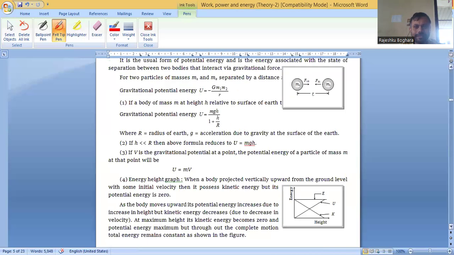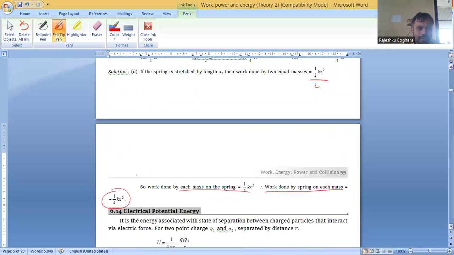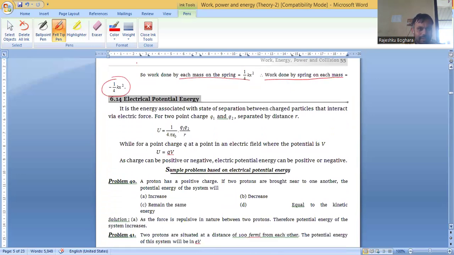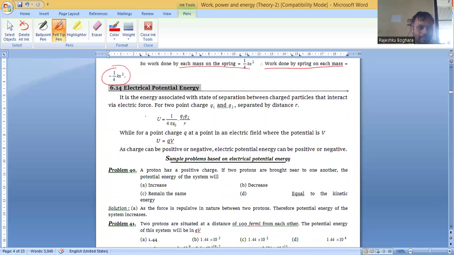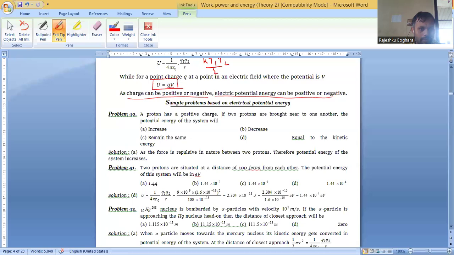Now electric potential energy. It comes in 12th, but we will study these cases, since they are for 12th students. You know, in chapter 2 of 12th, electric potential energy is K Q1 Q2 by r. This is the formula. K Q by R is equal to V. Also we write E equal to Q into V. As charge can be positive or negative, electric potential energy can be positive or negative. So we will see 12th electric potential energy here, and there are some problems.